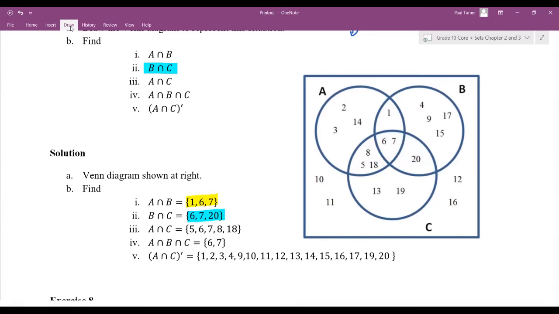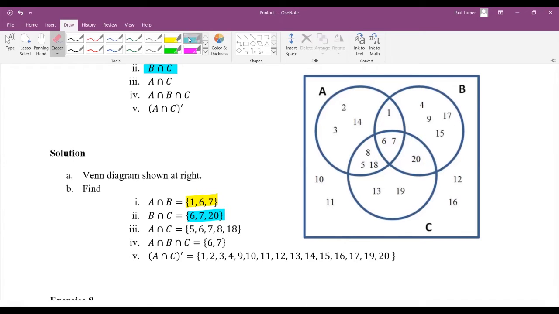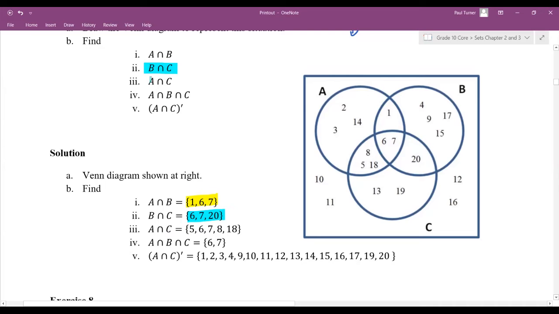So then the next one is A intersection C. So A intersection C is these two here, like that. So where does C touch A? So 5, 6, 7, 8, 18 there.